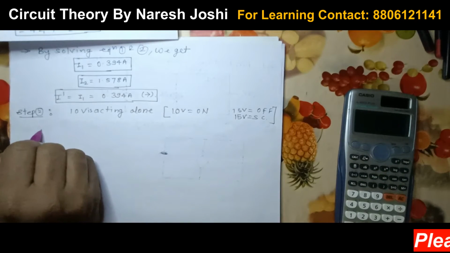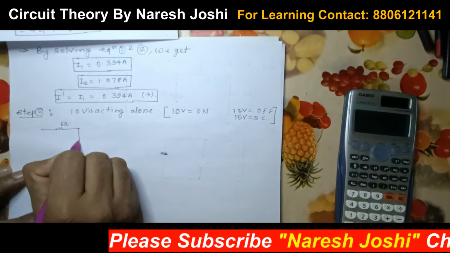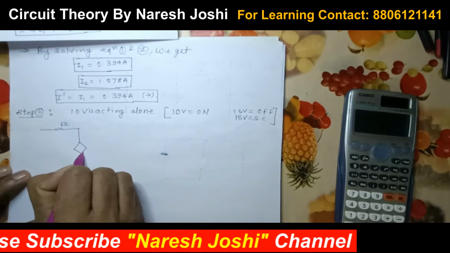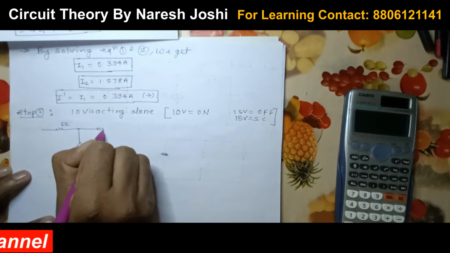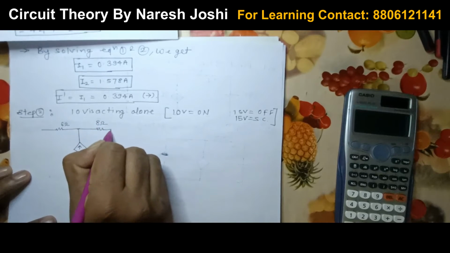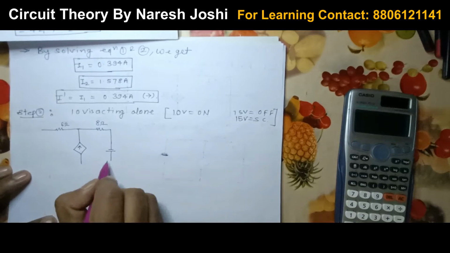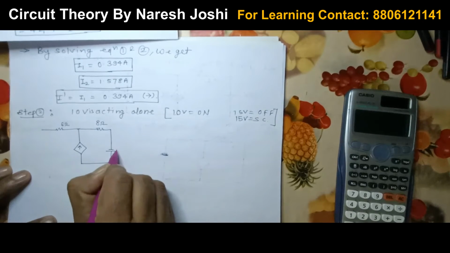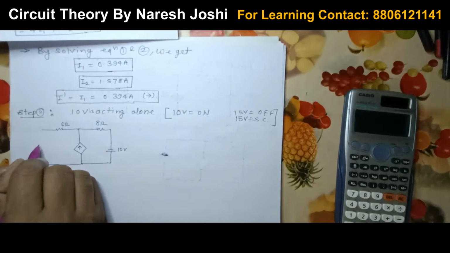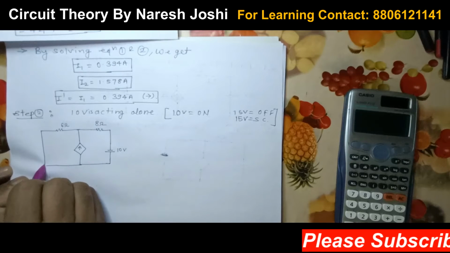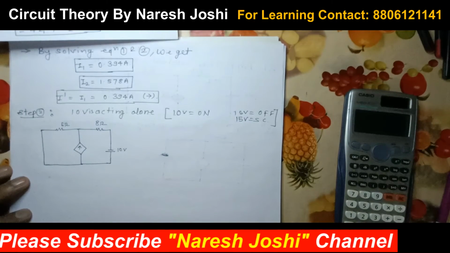So here you can see this is our 6 ohm, this is the dependent source, then this is the 8 ohm, and this is the 10 volt. This is the 15 volt, so it is replaced by the short circuit. So I will directly draw a single line here. Clear? Now after that, we have to assume the meshes.